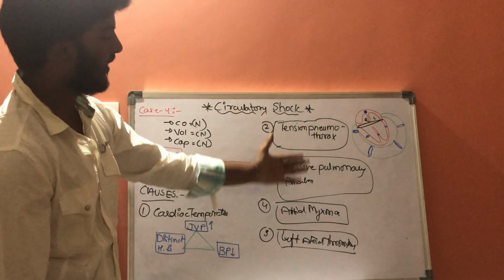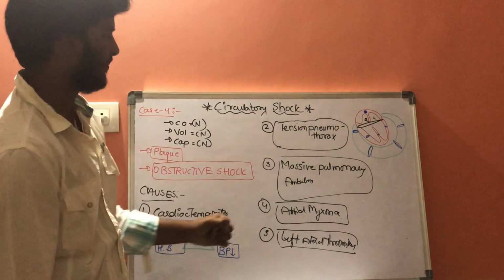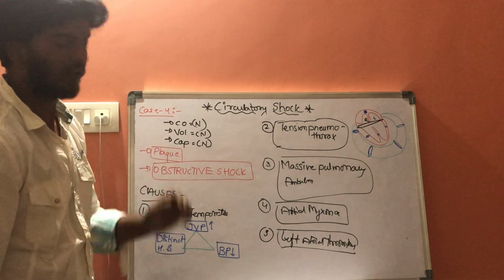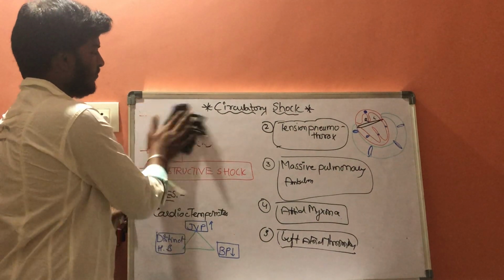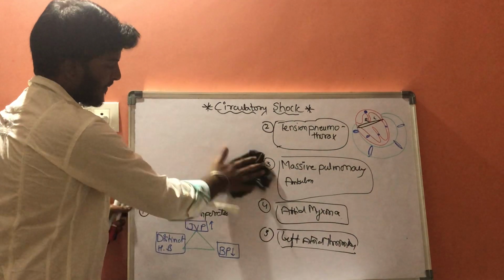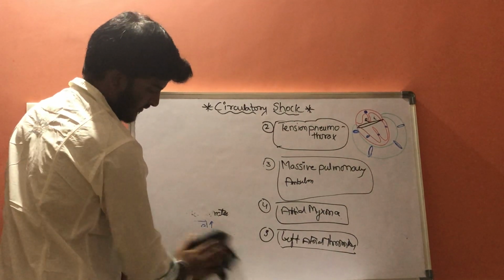So the main motto of these causes is to create an obstruction for the flow of the blood. So it is called obstructive shock. These are the different causes of obstructive shock. Now let us sum up the different types of shocks within 2 minutes.